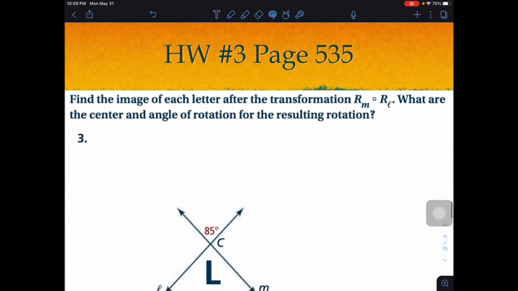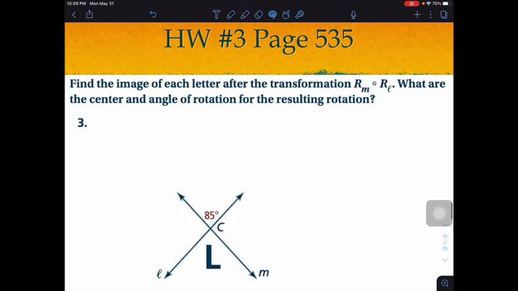And now I would like you to try homework number 3 on page 535. Find the image of each letter after the transformation, reflection over the line M of the reflection over the line L. What are the center and angle of rotation for the resulting rotation?